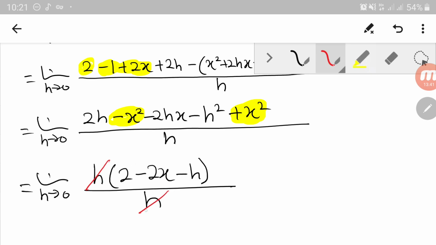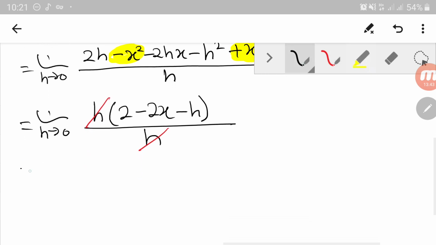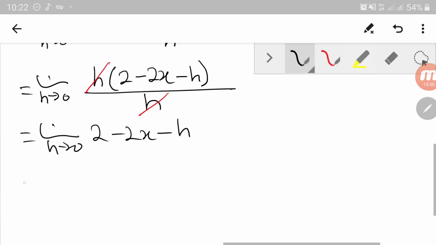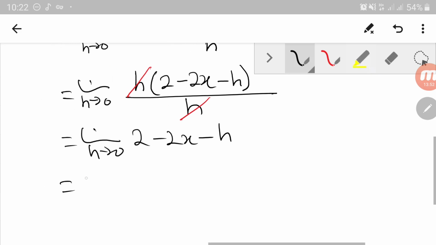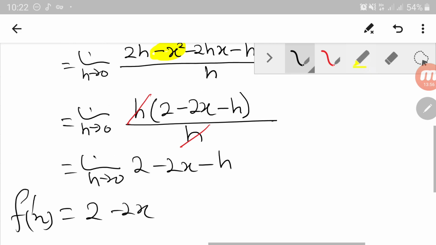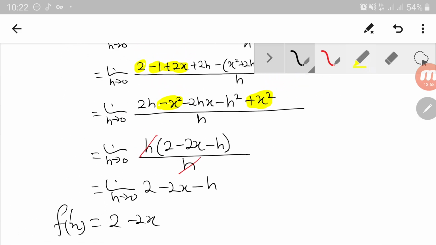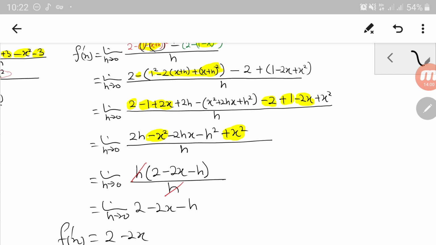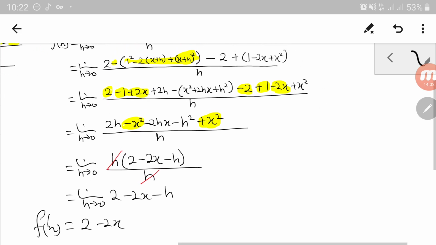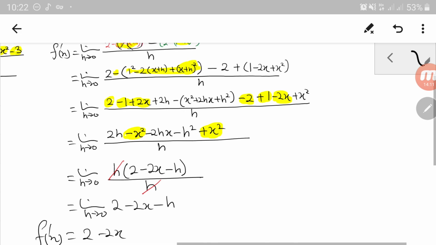Because we can put this as h, and then limit h approaching 0 for 2 minus 2x minus h. We replace the h with 0, therefore we get 2 minus 2x. So this is the first derivative for the quadratic function that we have just now. If you think it's too fast for you, you can replay the video or pause this part to see the working, how it's done.